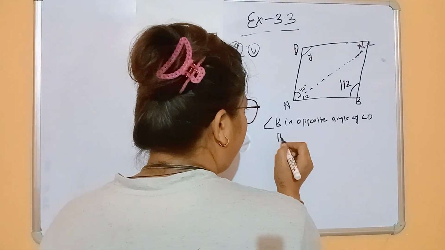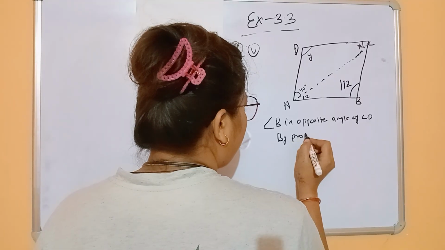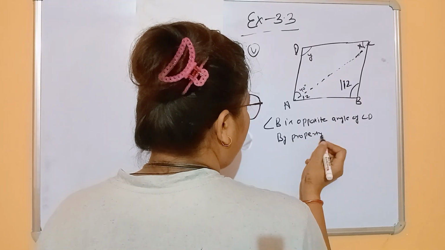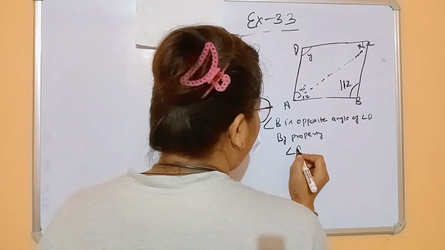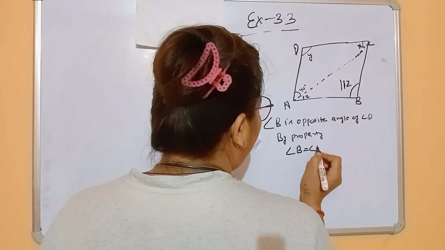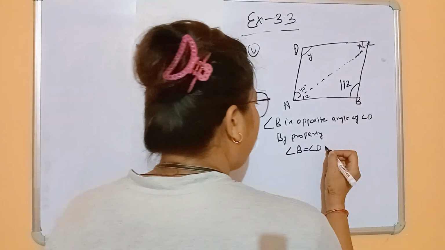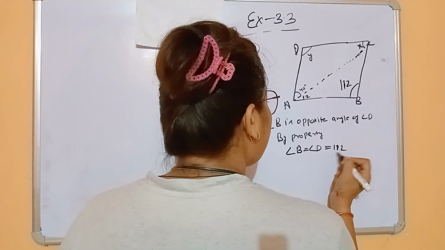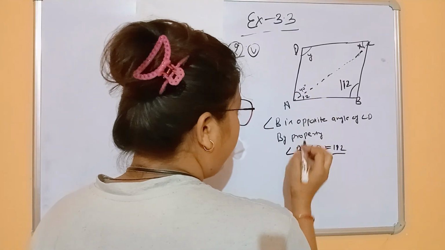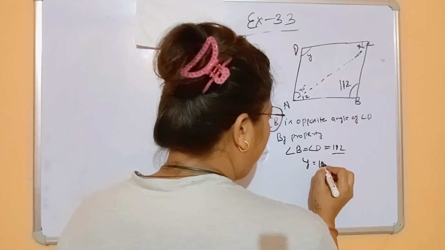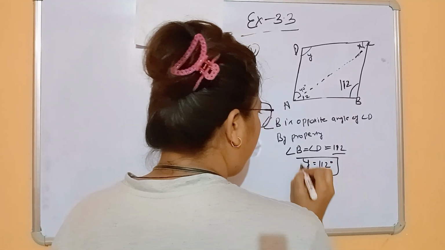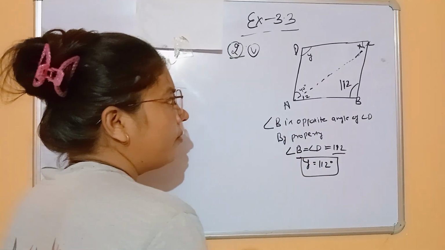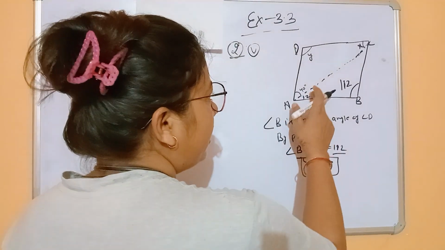By the property that in a parallelogram opposite angles are equal, angle B is equal to angle D. Angle B is 112, so angle B and angle D are given by Y. So Y is equal to 112 degrees. So we found Y. Now we find Z and X.